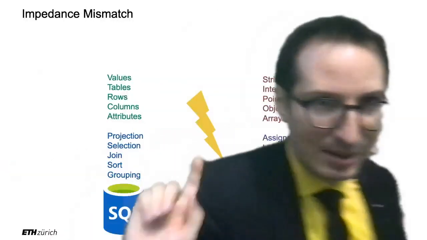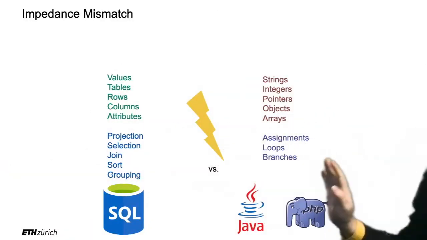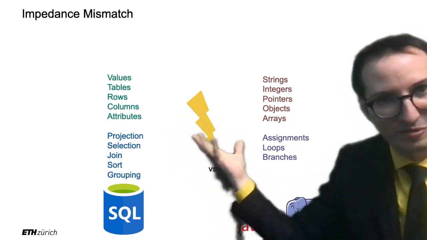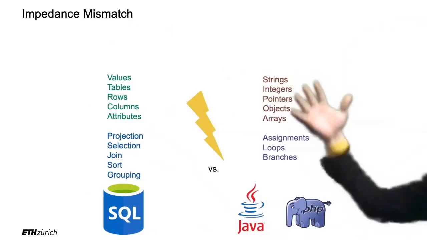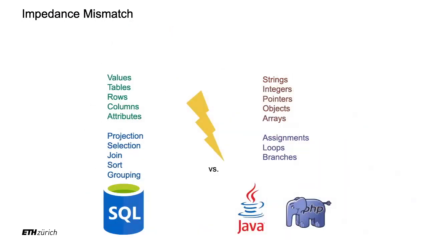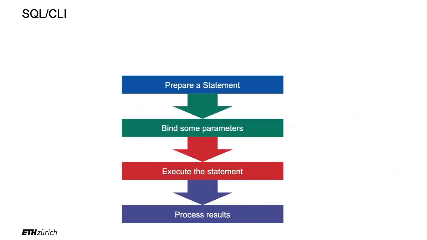And we also use that same word, impedance mismatch, for databases that don't fit together: the SQL side and the Java and PHP side. So there's a bit of glue in order to make it fit together and connect the two. And this is why we need these APIs.